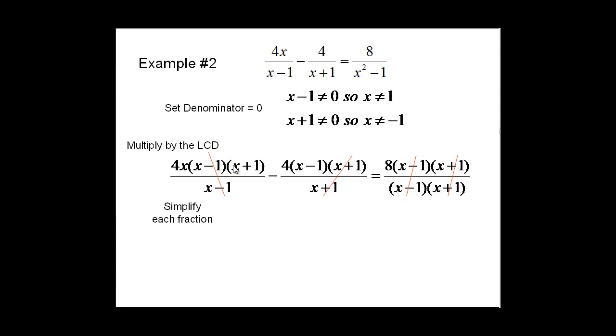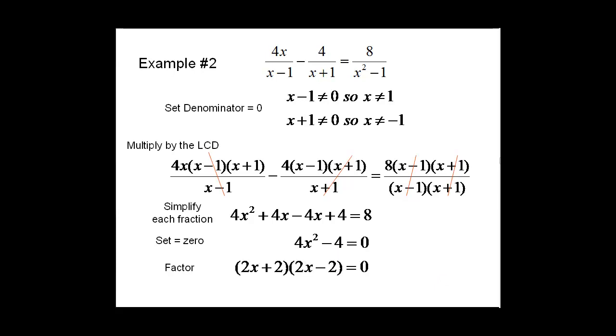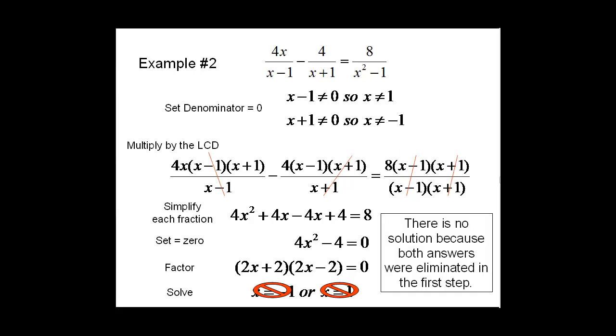And then you'll have 4x squared plus 4x minus 4x plus 4 is equal to 8. If you'll combine all the terms, you will get 4x squared, the x's cancel, minus 4, you can factor that, those are perfect squares. 2x plus 2 and 2x minus 2. So when you solve that, you get x is positive 1 and x is negative 1, but that contradicts what we started up here, which means we throw those out, and there are no other solutions. So there are no solutions.